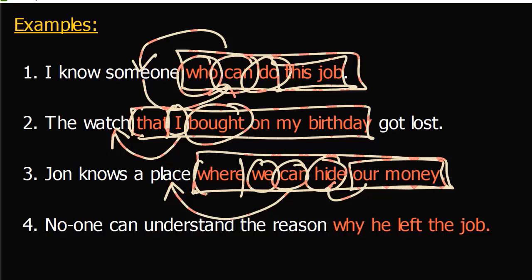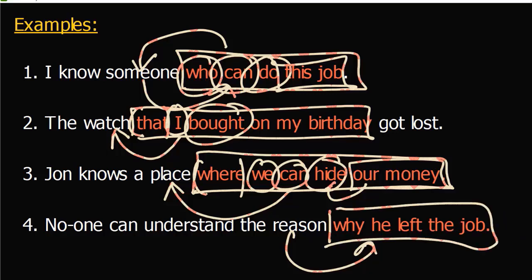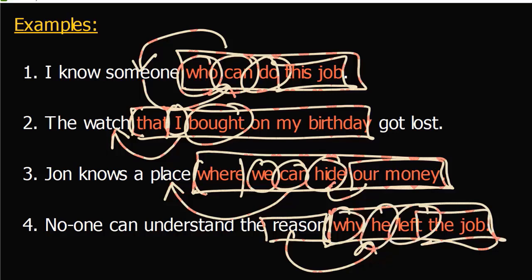Last, no one can understand the reason why he left the job. No one can understand the reason. What reason? The reason why he left the job. So why he left the job is a dependent clause, because alone it does not make any sense. All these clauses, who can do this job, that I bought on my birthday, where we can hide our money, why he left the job, alone they do not make any sense. They're not complete. They need something. So these are working as adjectives, modifying a noun or a pronoun. Here, why he left the job is giving information about the noun reason. Why is the conjunction, he is the subject, left is the main verb, the job is the object of the verb left.